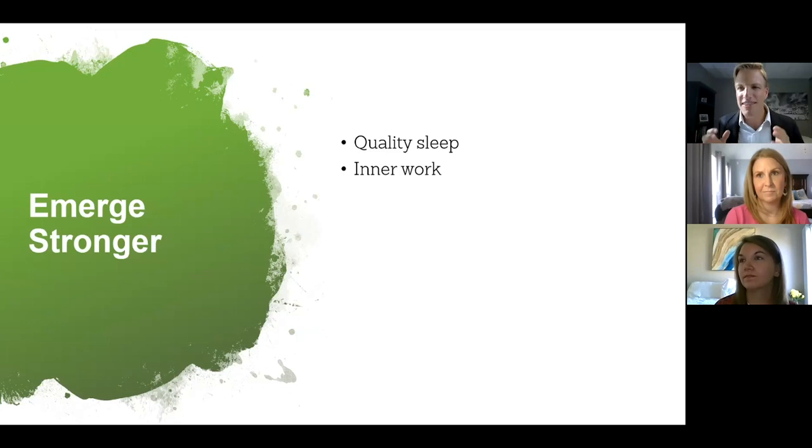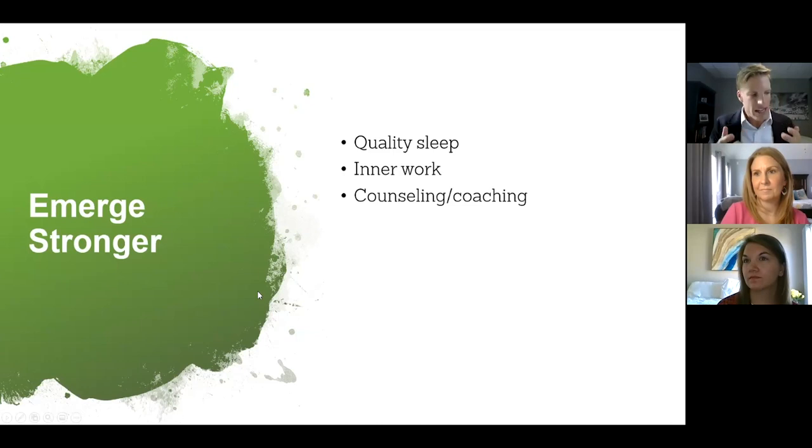Now, sometimes it's not enough for us to do this on our own. We need someone else. We need a counselor. We need a therapist. We need a coach. We need someone else to help us learn and grow in this environment. We need someone to speak into our lives, so that we can also plan more effectively.